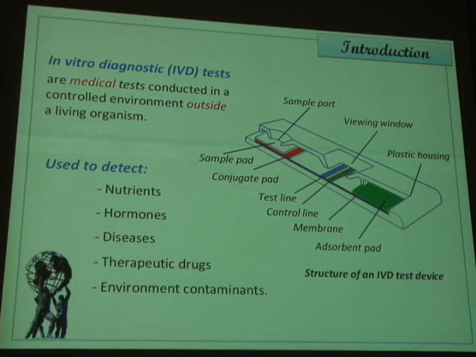This is the structure of an IVD test device. They contain black membranes. One side connects with the conjugate part, and the end side connects with the adsorbent part. In the membrane, there are a test line and a control line to show the results.